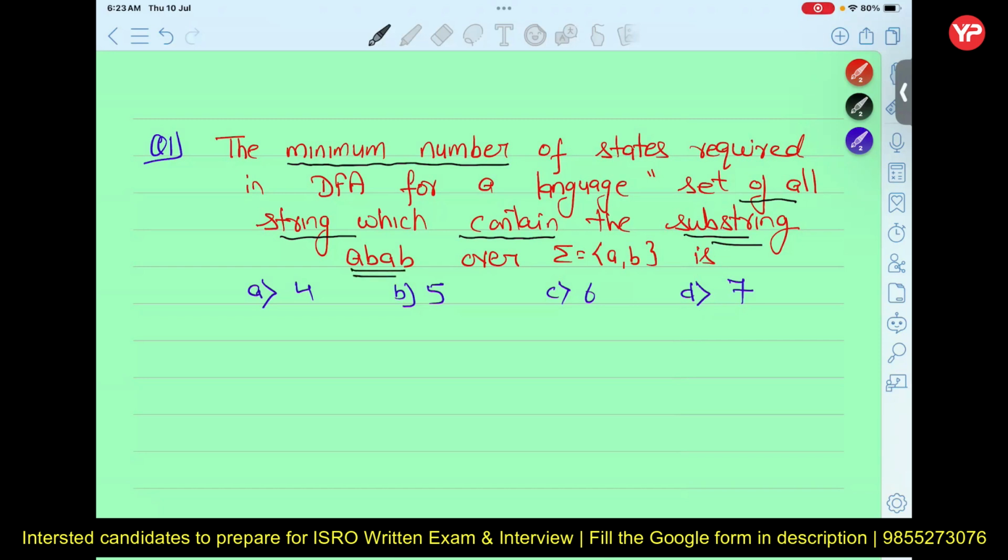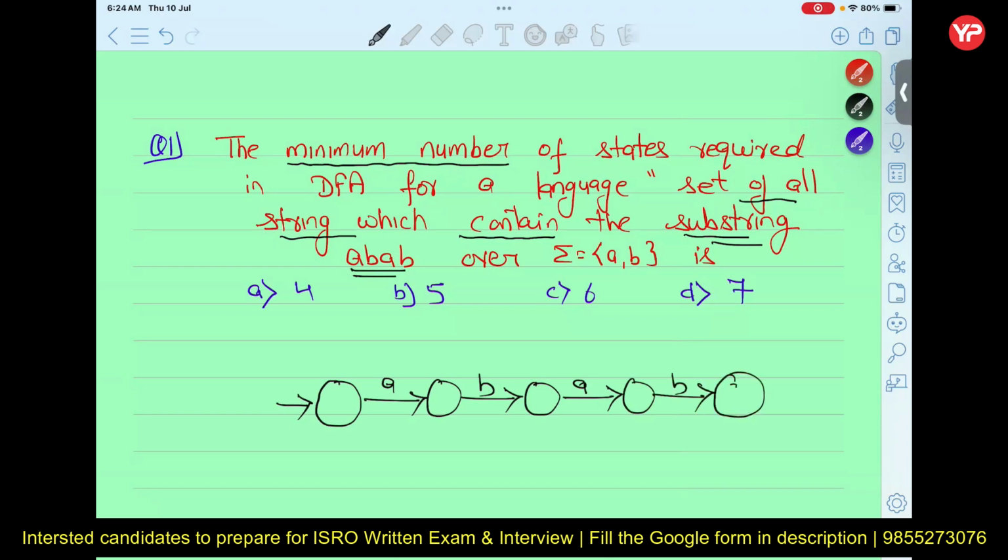The question statement is, what is the minimum number of states required in a DFA to accept the language in which all the strings have the substring ABAB. So let's draw the DFA for this one. We require ABAB as a substring in each and every string. That is the part of my language. Substring means a consecutive sequence of symbols. After accepting the required part, it may be anything. That's why it's a loop.